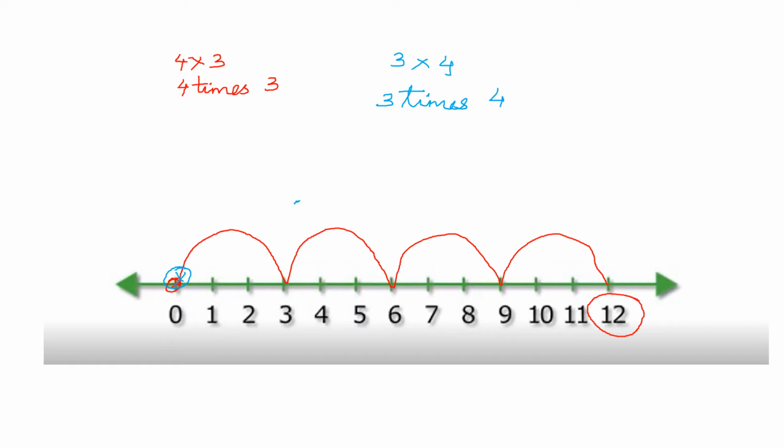We'll count 4 or we'll count 3? We have to count 4. So starting from 0, first 4. 0 plus 4, we'll reach 4. 4 plus 4, 8. 8 plus 4, 12. How many times have we drawn the blue line? 3 times over, isn't it? So the answer is again 12. 3 times 4 is also 12.